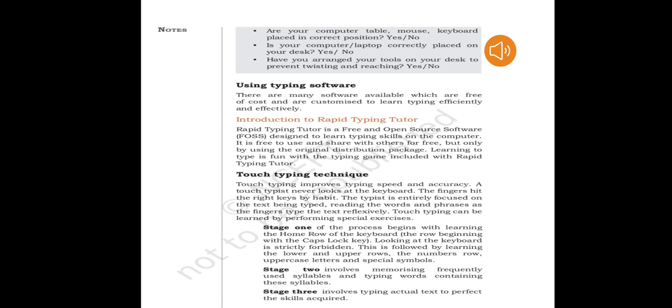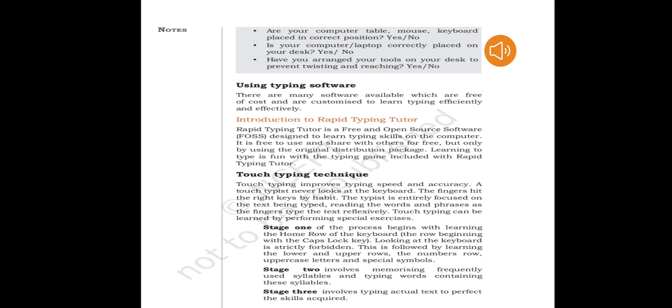Then touch typing technique. Touch typing improves the typing speed and accuracy. A touch typist never looks at the keyboard. A finger hits the right key by habit. The typist is entirely focused on the text being typed, reading words and phrases, and the fingers type the text reflexively. Touch typing can be learned by performing special exercises. So what is the touch typing technique? A touch typist never looks at the keyboard. He or she only focuses on the text which is being typed and only sees the words they are typing.